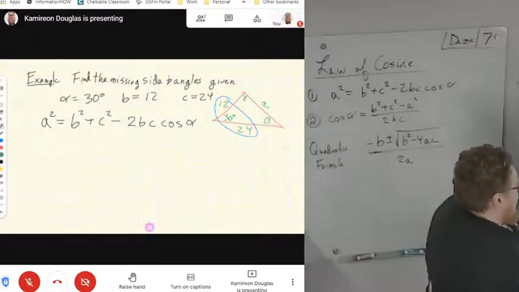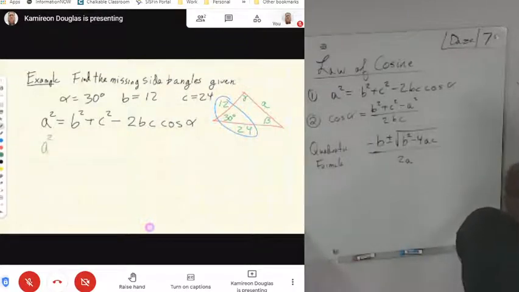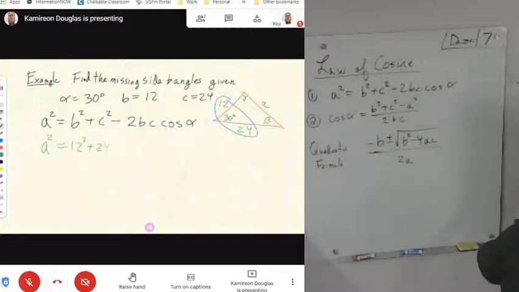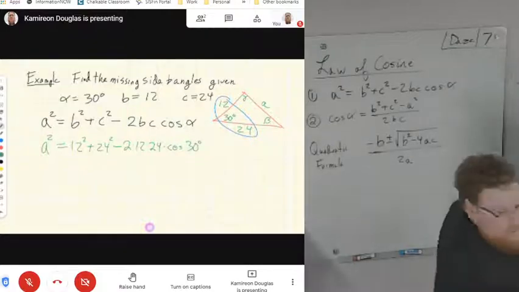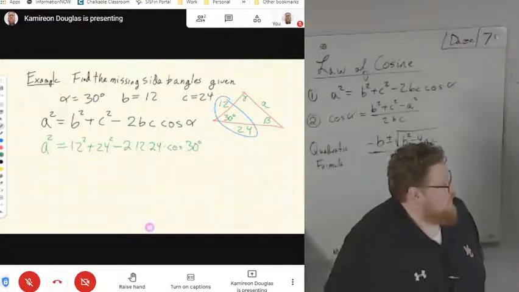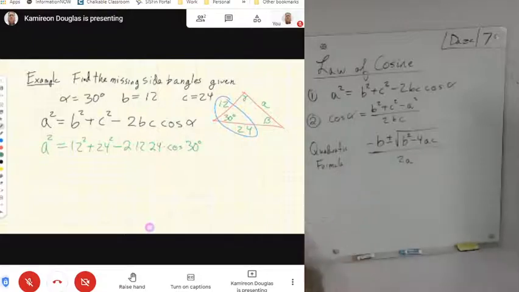So up here, A squared is unknown, so A squared is still A squared. My B is 12, so I do 12 squared. My C is 24, so I do 24 squared, minus 2 times my b value, which is 12, times my c value, which is 24, times cosine of my alpha value, which is 30 degrees. Make sure your calculator is in degrees. The most common mistakes in these are plugging in the formula wrong or having it in radians.